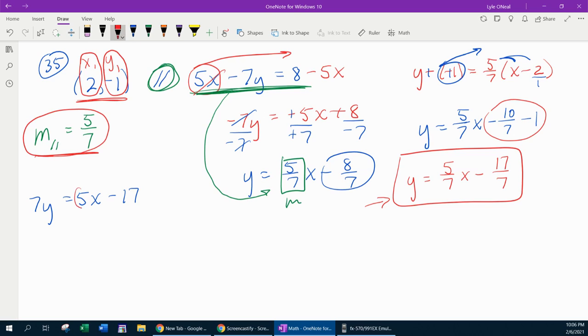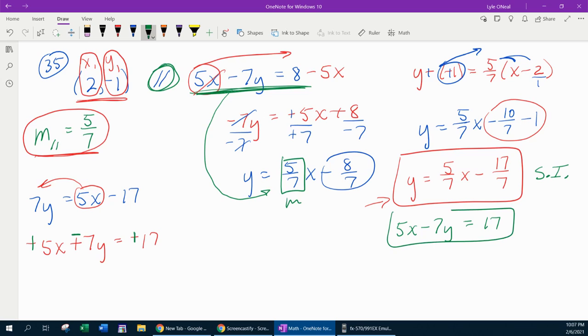And then I'm going to need to bring the 5x over, but that'll make it -5x plus 7y equals -17. And then the 5x needs to be positive, but that's super easy because all I have to do is go through and change all the signs. So this here would be the slope-intercept form of the answer, and 5x minus 7y equals 17. That would be standard form.